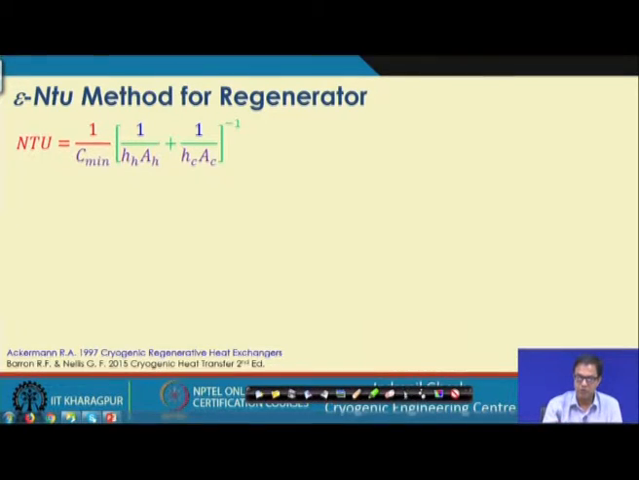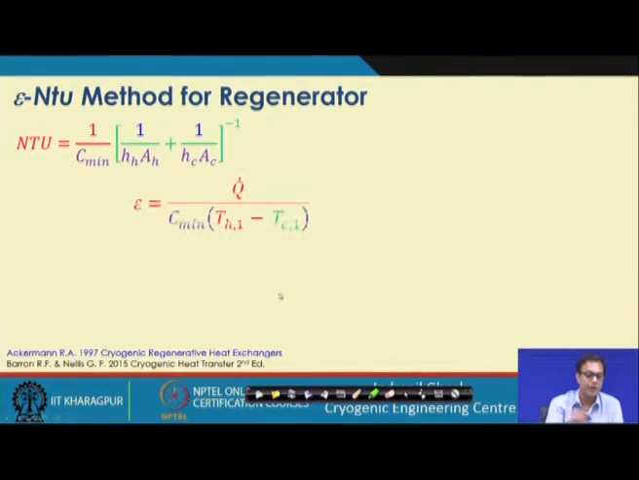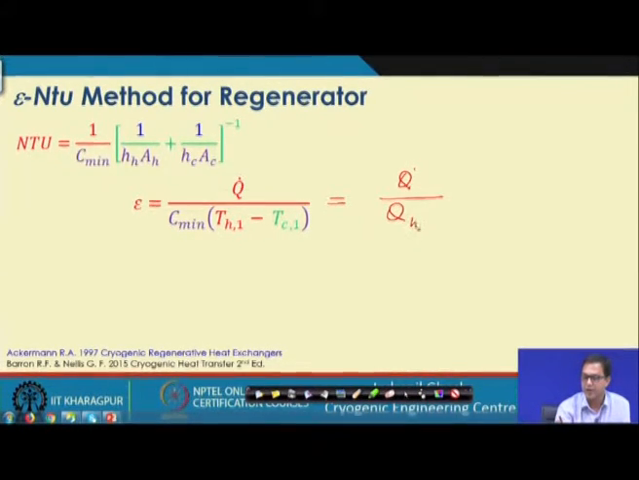And we also know that the other definition is quite similar to the definition of the heat exchanger effectiveness, where epsilon is equal to Q dot by Q dot max.